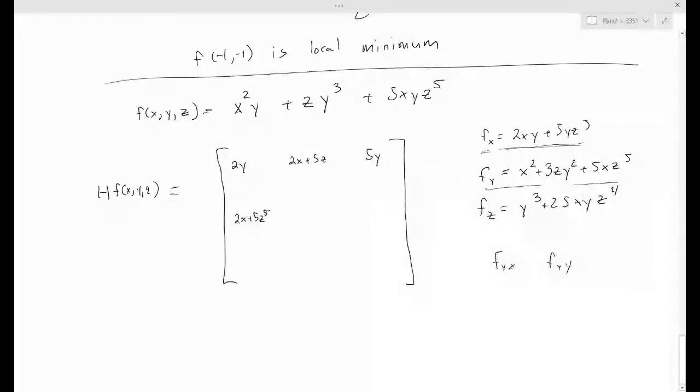Then fyy, so differentiate that with respect to y. And then fyz, so differentiate that with respect to z.